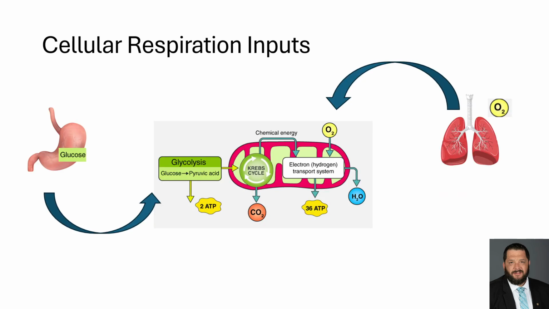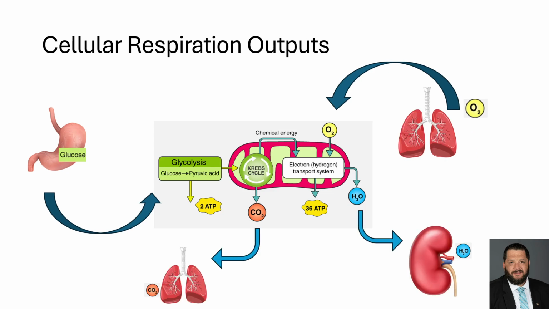So let's look at some of the inputs into the system. We've got glucose. Glucose goes into glycolysis. Glycolysis produces 2 adenosine triphosphates and then produces pyruvic acid. The pyruvic acid moves into the Krebs cycle, into the mitochondria of the cell, where oxygen is added, and through the Krebs cycle and the electron transport system, 36 additional ATP are produced with byproducts of carbon dioxide and water.